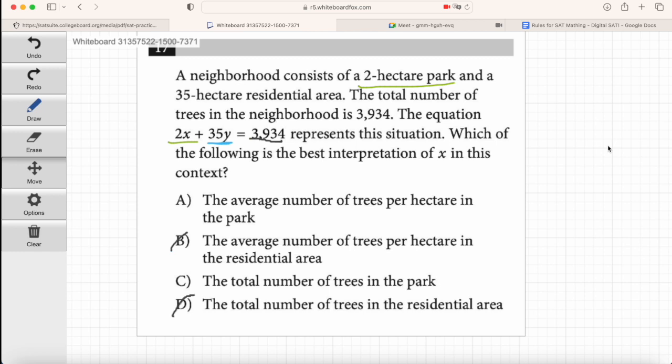There you go. I love the way you're thinking about it, right? All the stuff with the residential area is gone. And all we've done there is just realize that we're multiplying the x by 2, so we're dealing with the park. And if this is as far as we get, we've got a 50-50 chance now. Does that make sense, Tanner?